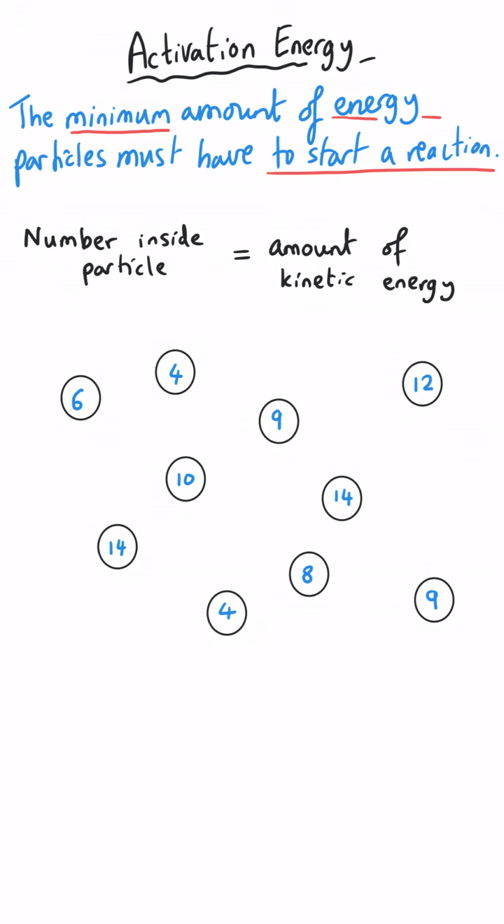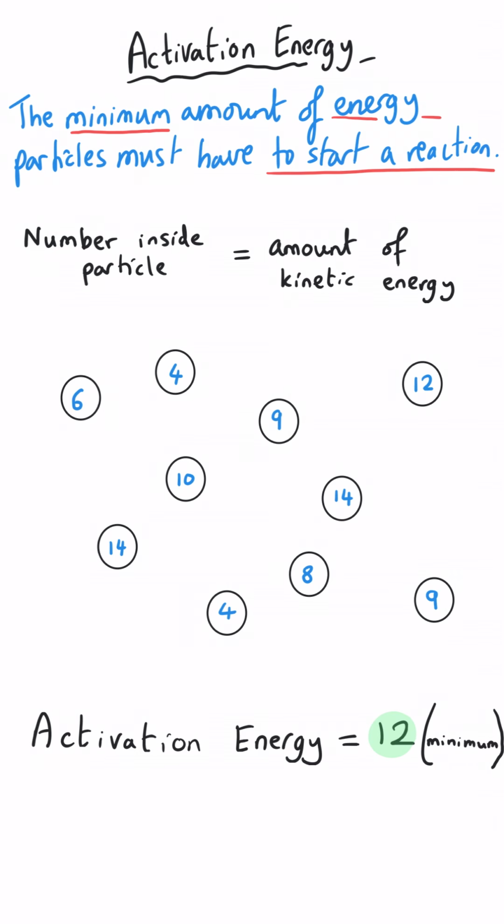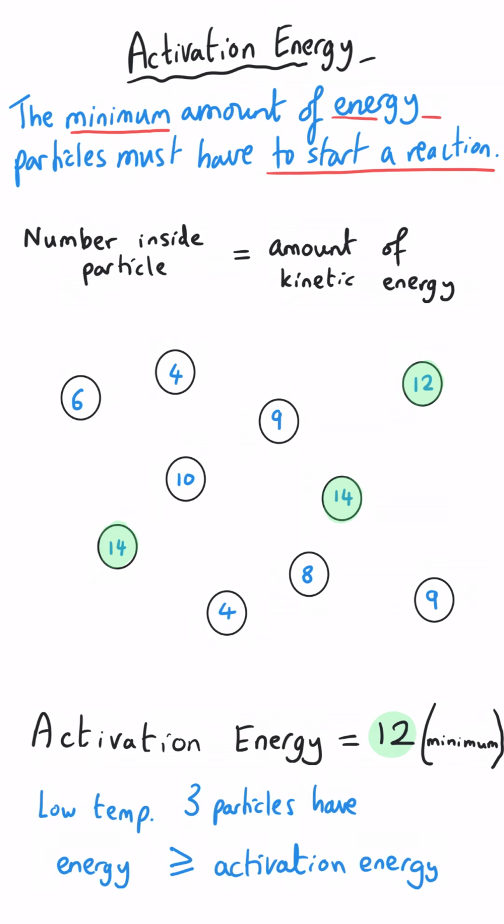And so if we first of all consider a situation where we've got 10 particles and they've each got a different amount of energy, and let's say the activation energy is 12, you can see that in this situation that we've got here, a very small number of particles have got energy equal to or greater than this activation energy. I've got 3 with this activation energy.